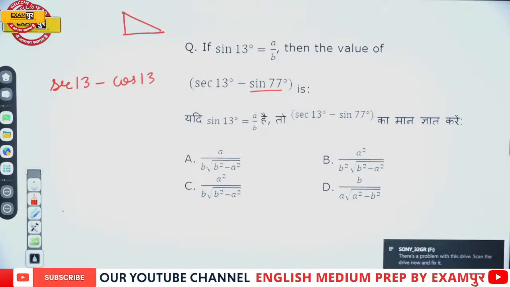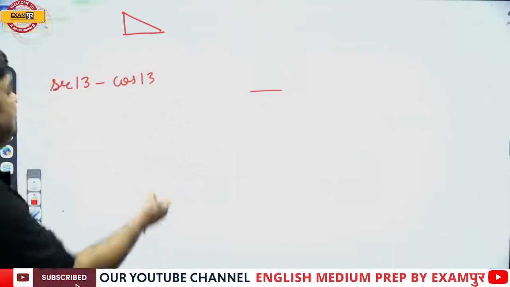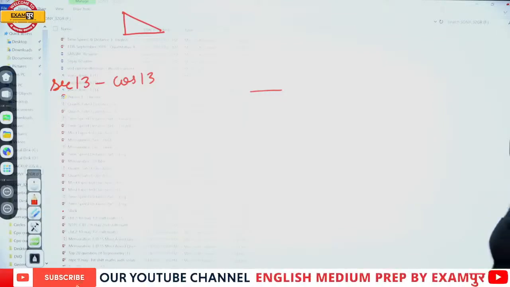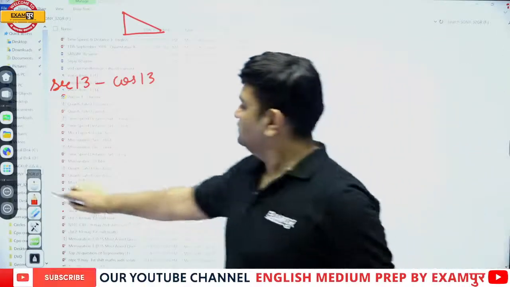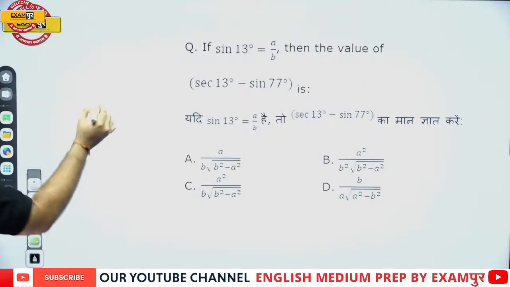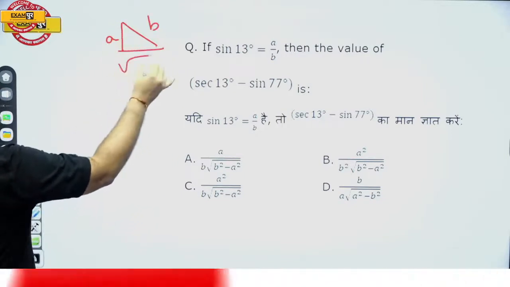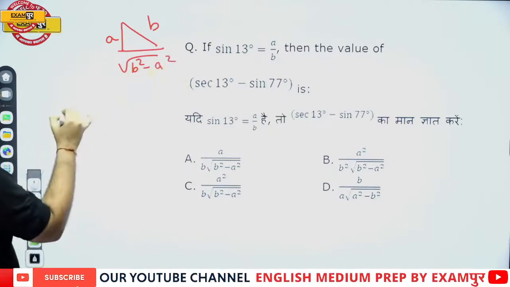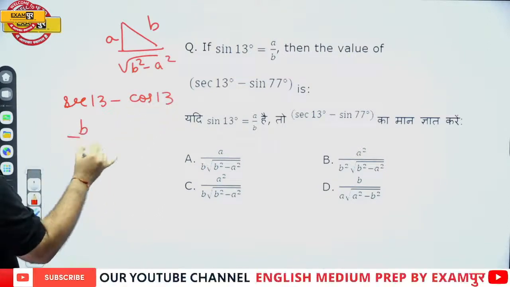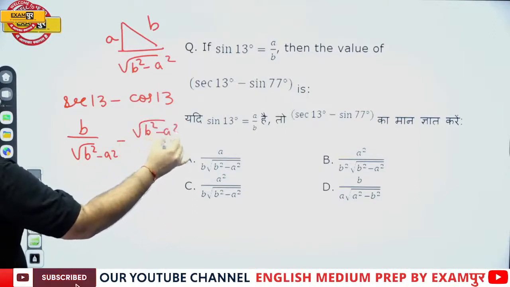See it. If sine is a upon b, it means perpendicular is a, hypotenuse is b, base is under root of b square minus a square. We have to find sec 13 minus cos 13. So sec 13 is b upon under root of b square minus a square. Cos 13 is under root of b square minus a square over b.